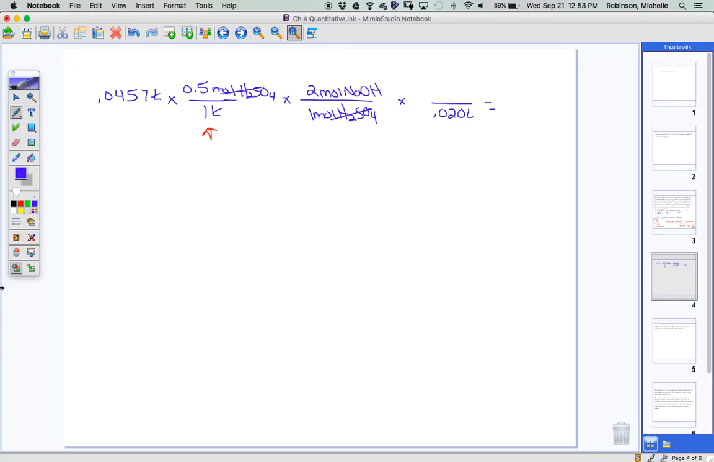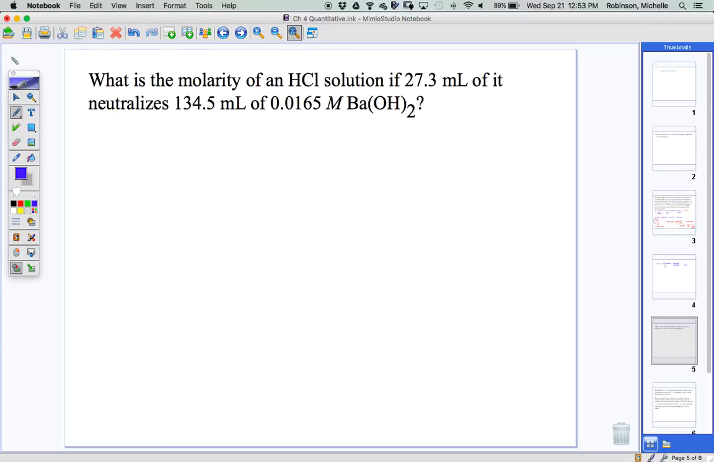So there you go. Okay, good on those. All right, let's look at another one. What's the molarity of HCl solution if 27.3 milliliters neutralizes that many milliliters of that molar? It's the same problem, is it not? You see how all three of these are exactly the same now? Okay, do we need to do this one? Yeah, try to do that one on your own then. Let me see how many more examples I have for you.